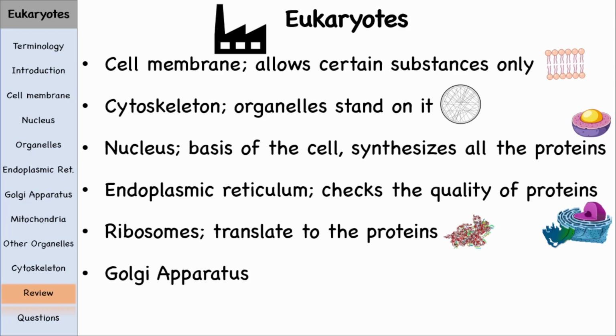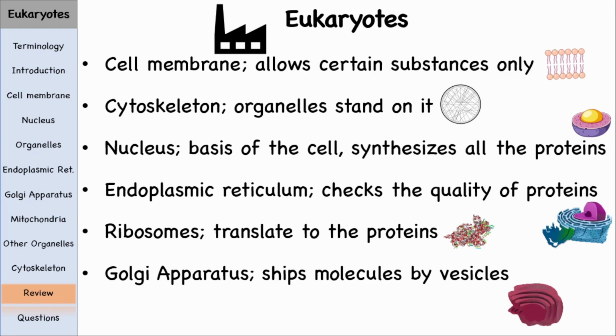The Golgi apparatus plays the role of a shipping manager, as it organizes each protein in a specific vesicle. And of course, the mitochondria are electricity, and oxygen is the fuel. This concludes our discussion about the subject.